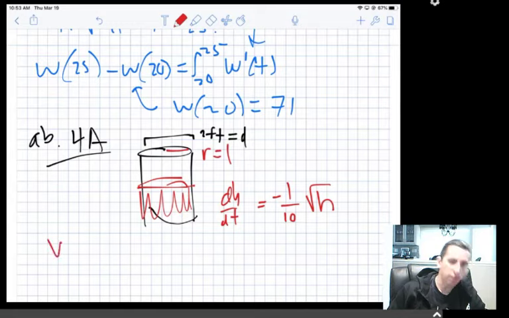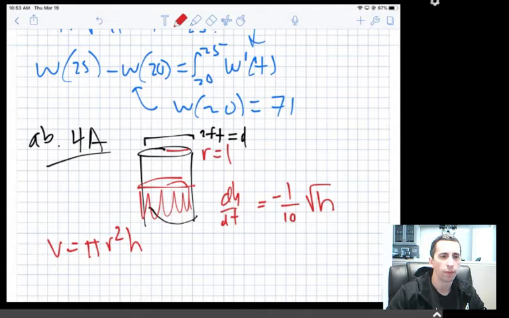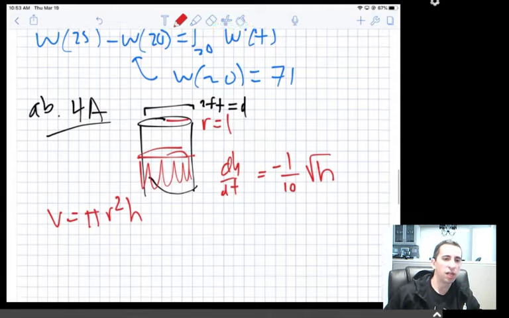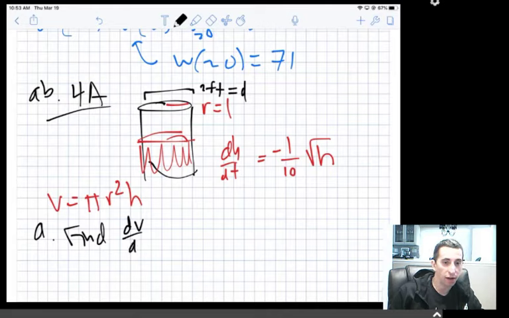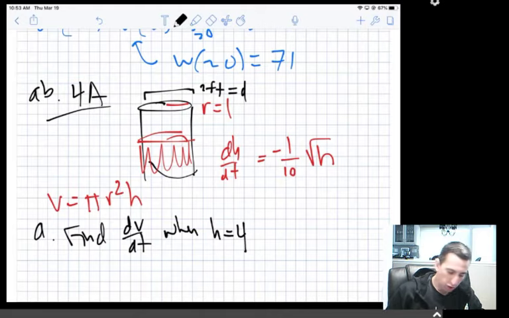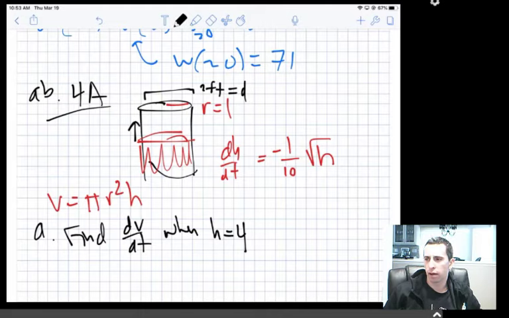And they tell you it's a cylinder, so the volume is pi r squared h. And they'll always give you that formula. That's not a big deal. Okay, so the next thing in part A says find the rate of change of the volume of water with respect to time. They ask me to find dV/dt when the height is equal to 4. Okay, so the water's filling up, so it's going like that. There are a couple different ways you can do that.